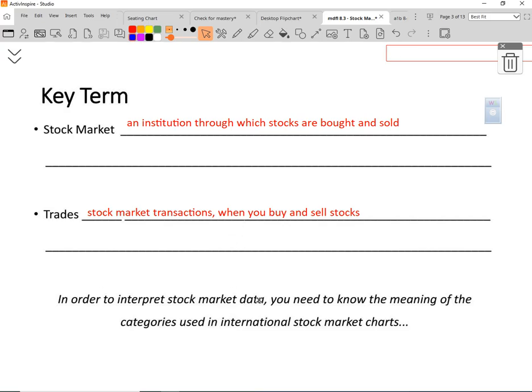In order to interpret stock market data, you need to know the meaning of the categories in international stock market charts. So we're going to look at some terminology that you should understand, and we'll see this terminology used in the statistics for certain stocks later on in the lesson.